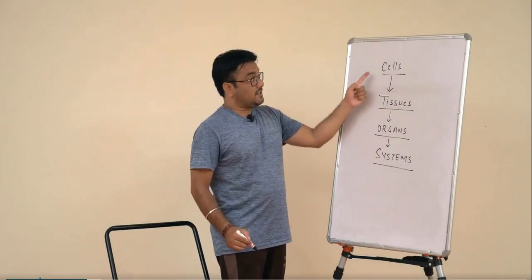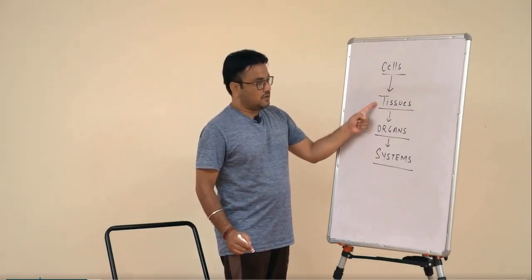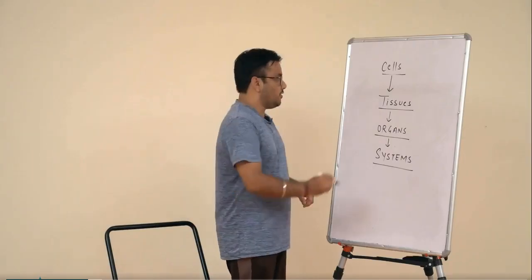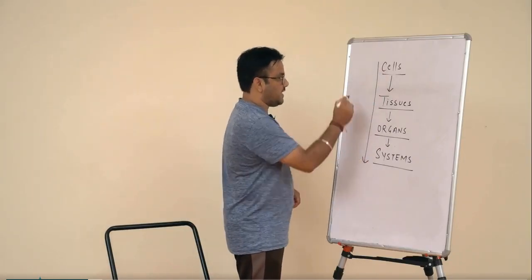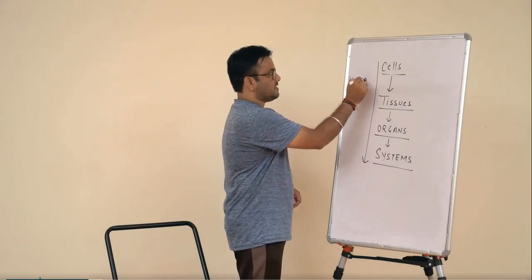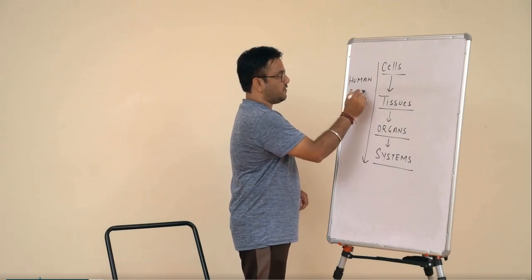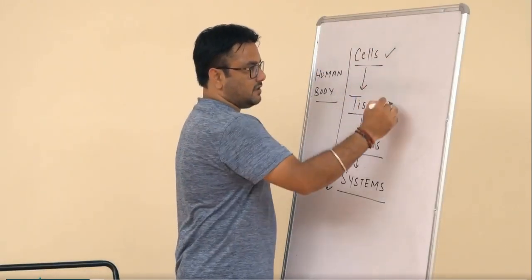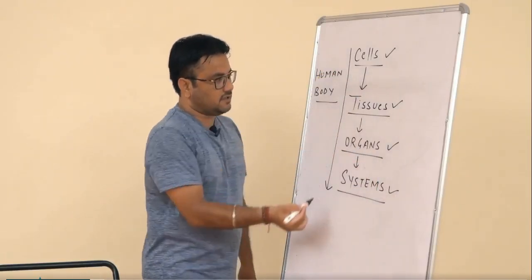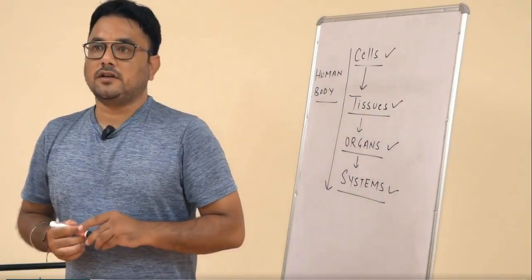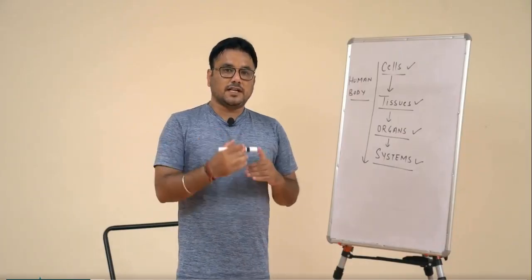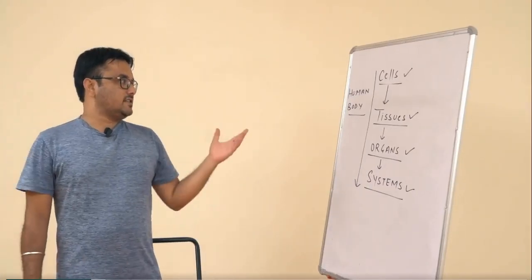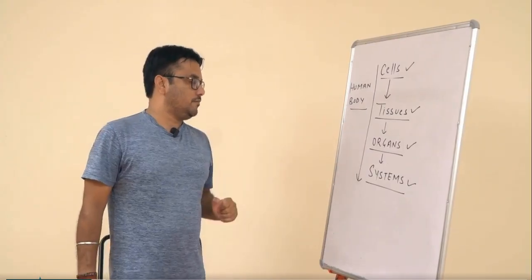So the journey starts from cells, tissues, organs and systems. And this is the flow chart of the human body. If we say this is your human body, it's very simple if you see now. It's not very complicated, right? It's simple and clear. Cells, then tissues, then organs, then systems. I hope this makes sense to you. Cells, tissues, organs, systems, the complete human body.